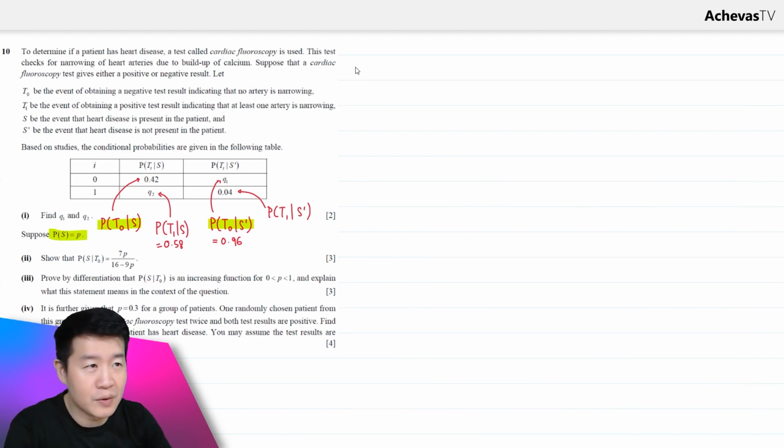Okay, let me start with this. We have P(S | T0) equal to 7p over 16 minus 9p. And in part 3, we are supposed to differentiate this and show that it is an increasing function with respect to p.